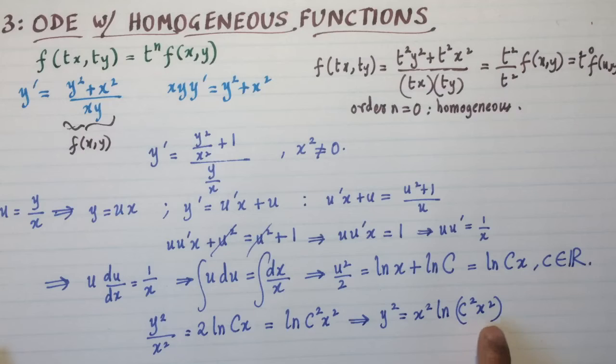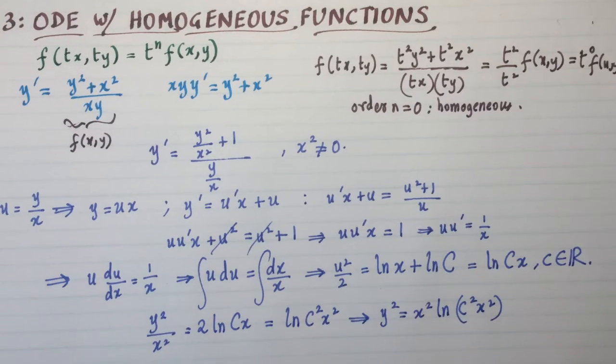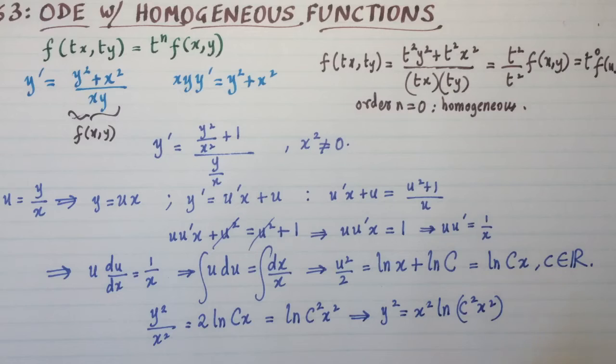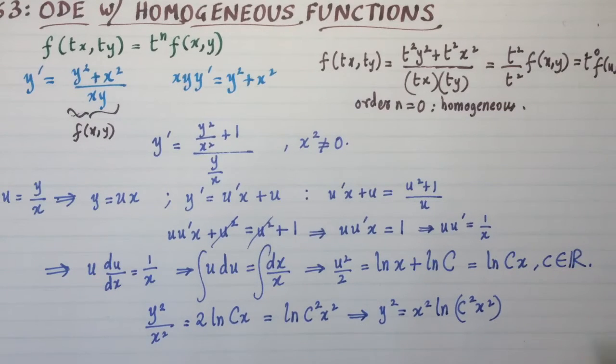You do have x squared as an argument of the natural logarithm, so you cannot have x squared equal to 0. In this manner, we have solved a differential equation completely. And if we have some initial condition, then that initial condition can be used to determine the constant c squared. Let me look at another example.